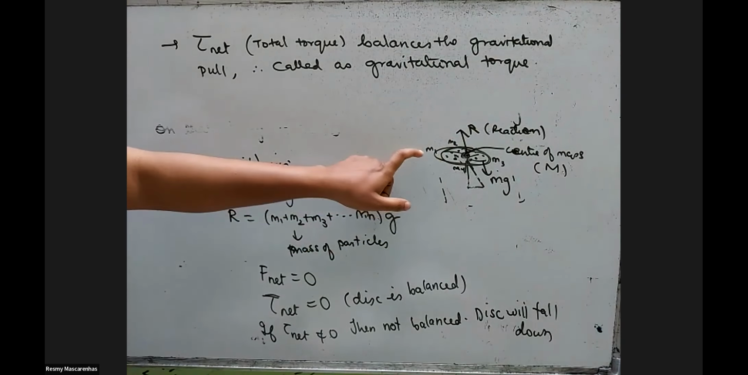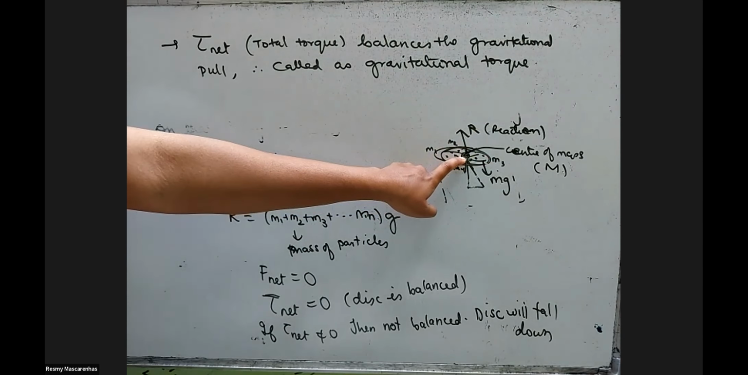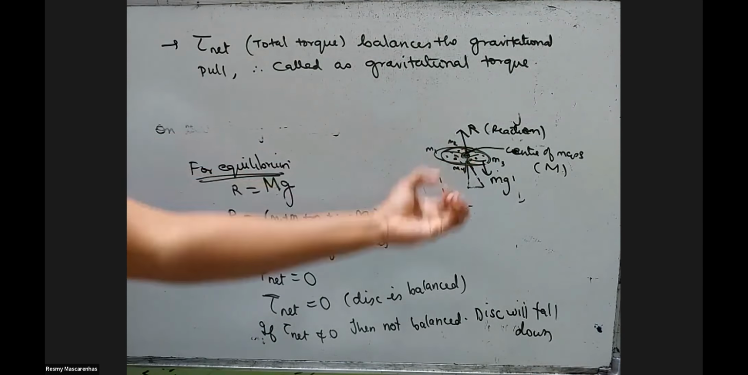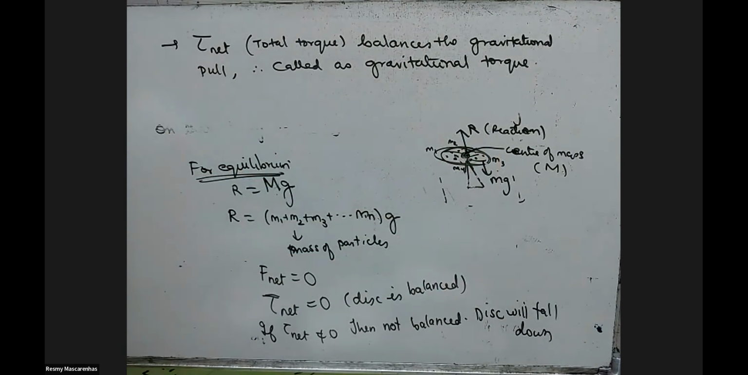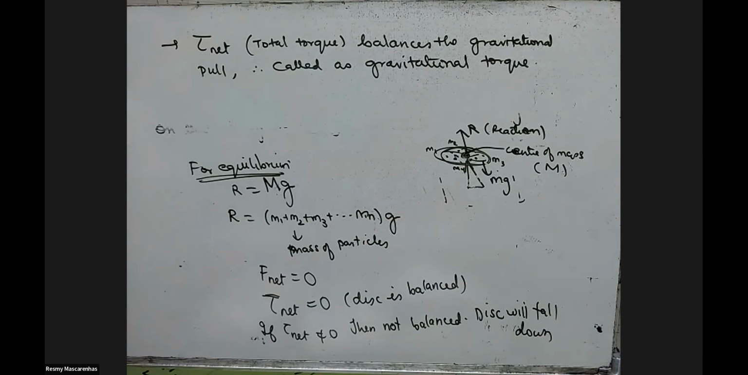The torque is nothing but all the forces which are coming towards this point. This point is balanced by all the forces which are trying to pull it down. That's why the word gravitational torque is used. Note, this is very important to know.